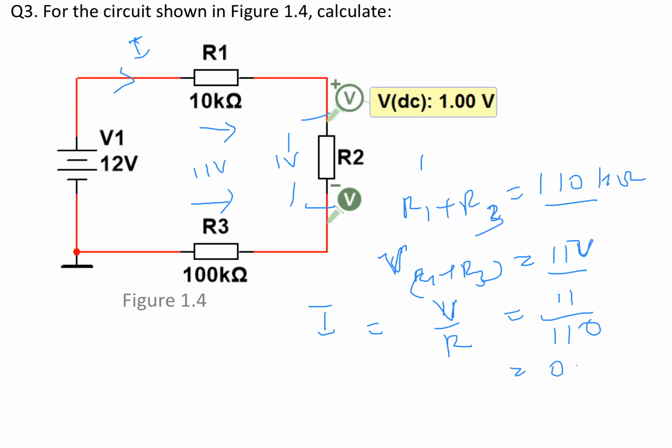It's point 0001. 1, 2, 3, 4. 0001. Yeah, that's correct. 1 times 10 to the power minus 4. That's correct, guys, right? 0.1 ampere.